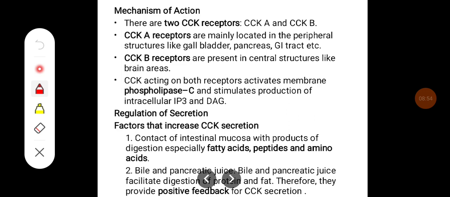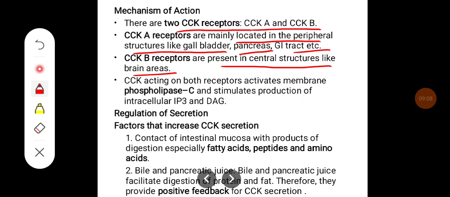Mechanism of action: it has two receptors, CCKA and CCKB. CCKA receptors are mainly located in the peripheral structures like gallbladder, pancreas, and GI tract, whereas CCKB receptors are present in the central structures like brain areas. CCK acting on both receptors activates membrane phospholipase C and stimulates the production of intracellular IP3 and DAG.